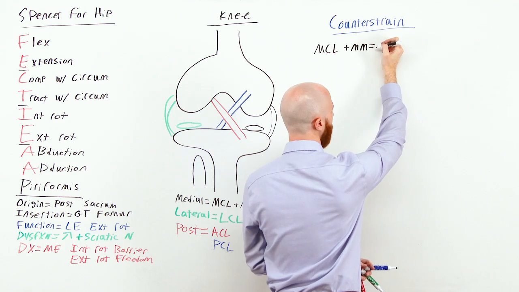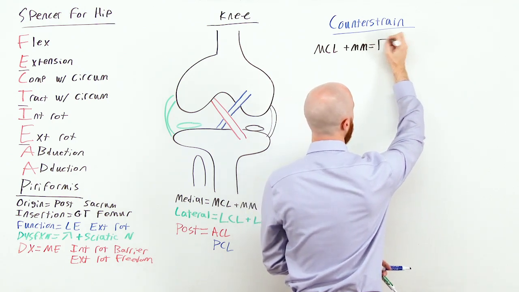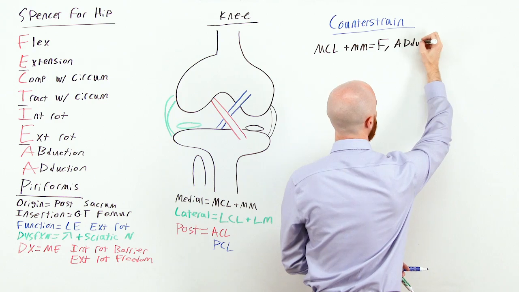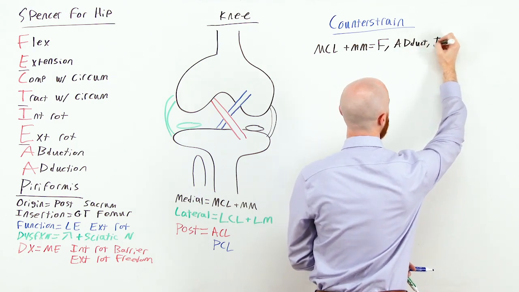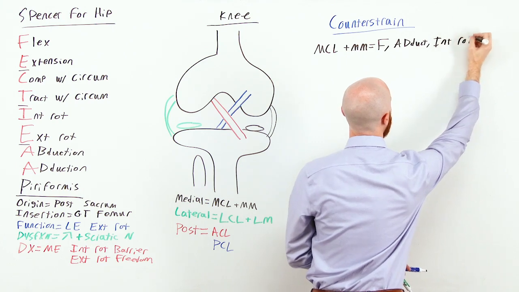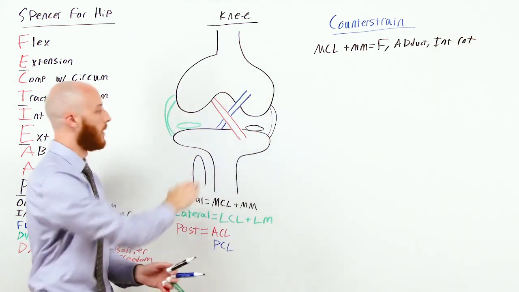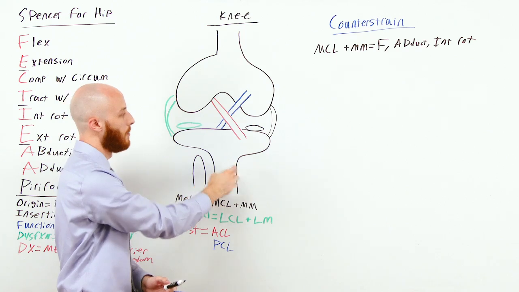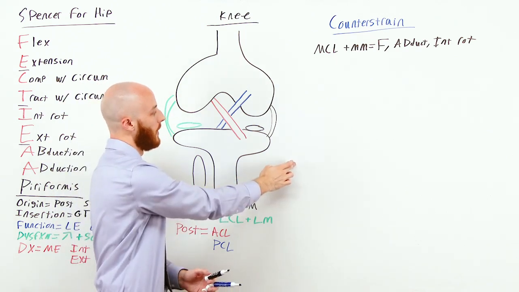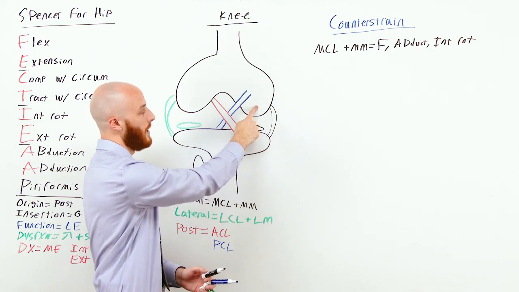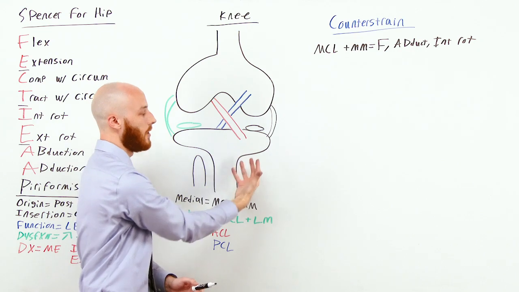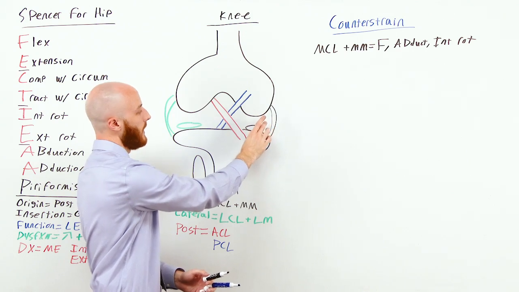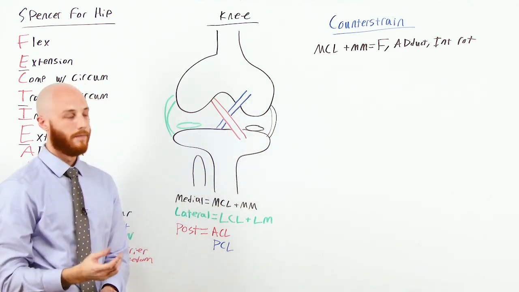If you're going to bring the two ends of the MCL together, you're going to flex, adduct, and internally rotate. So you're going to flex the knee joint, you're going to adduct the tibia, so bring it closer to the body, which will then bring the tibia closer to the femur on the medial side, and then you will internally rotate the tibia. That's going to bring the two ends of the MCL closer together for your treatment position.